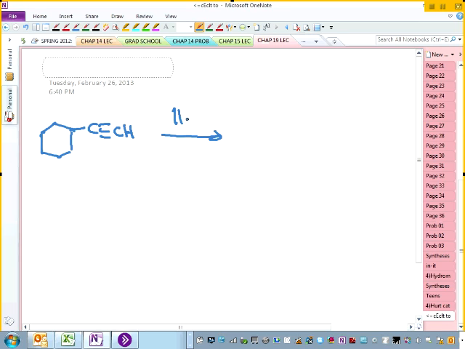Okay? If I now do this, okay, now what are you going to get? You get the Markovnikov addition, the hydrogen comes here, right? And the hydroxyl goes here. So now you form an enol, which will rearrange to give you the methyl ketone.